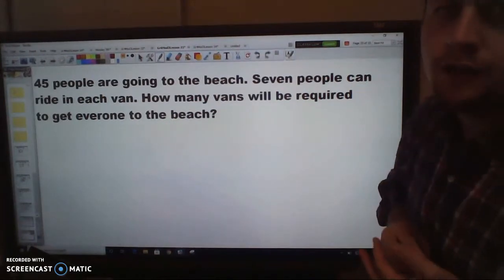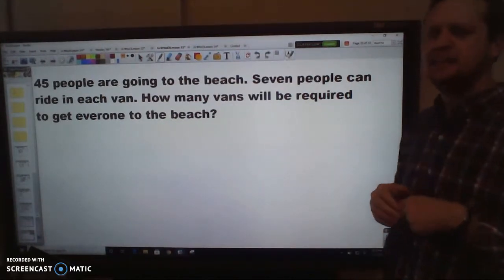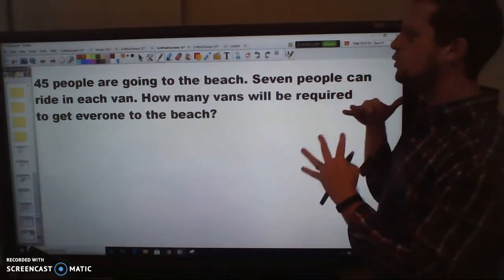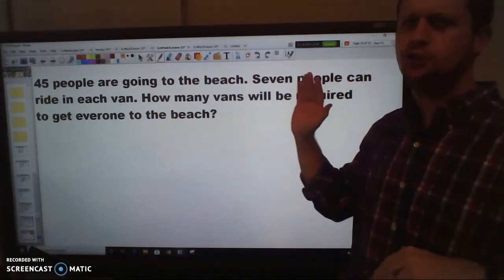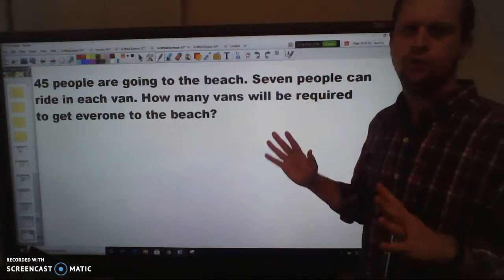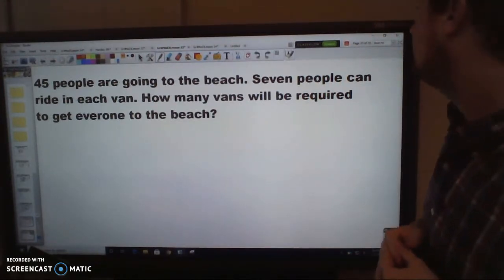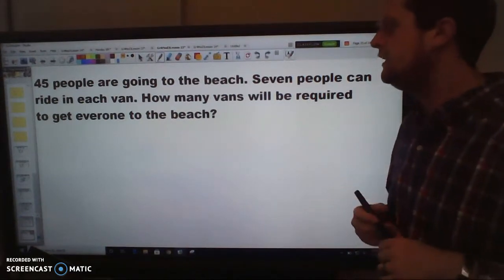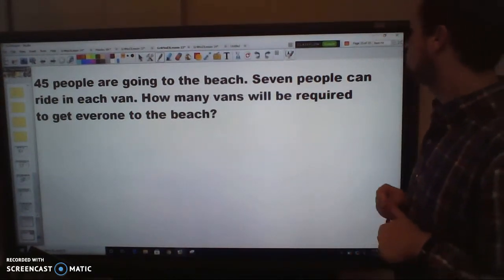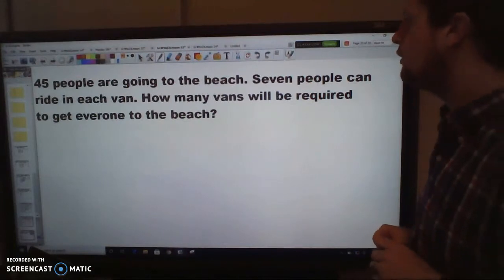All right, here's our last word problem that we're going to take a look at. And again, super important that we're just reading the question all the way through. I always read the question one time through before I do anything else. 45 people are going to the beach. 7 people can ride in each van. How many vans will be required to get everyone to the beach?